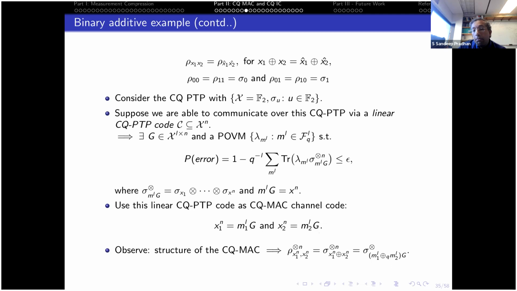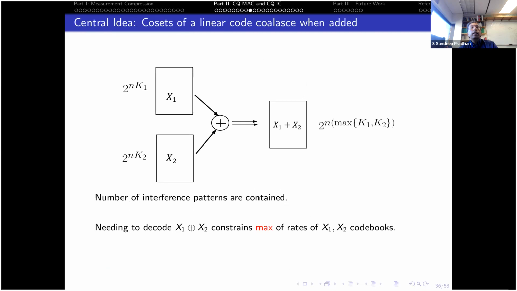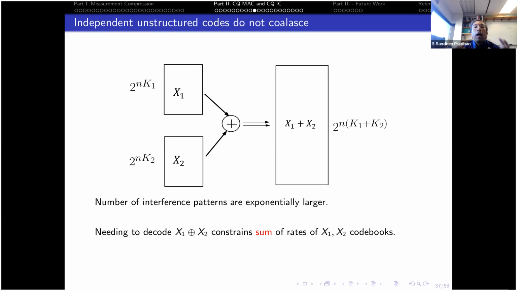Okay. And the key idea here is that, as I said earlier, linear codes facilitate interaction among parties, so that if you take two linear codes and you add them, the size will not explode. And if you do random coding in such a situation, the size will blow up, because if you take two random sets and add them, the size of the sum would be the product of the sizes. That is where we want to contain their sum, so that we don't want to decode x1 comma x2, but we want to just decode x1 plus x2.